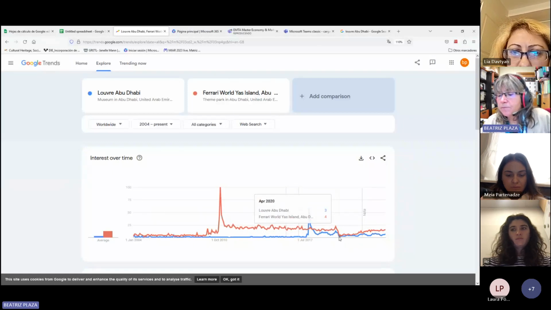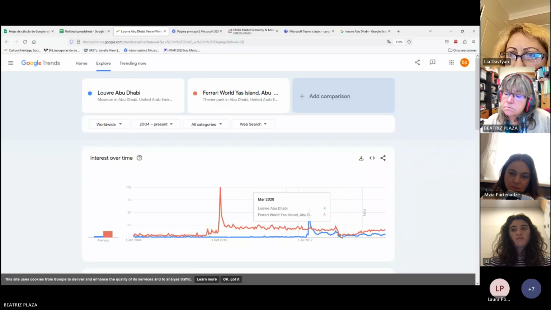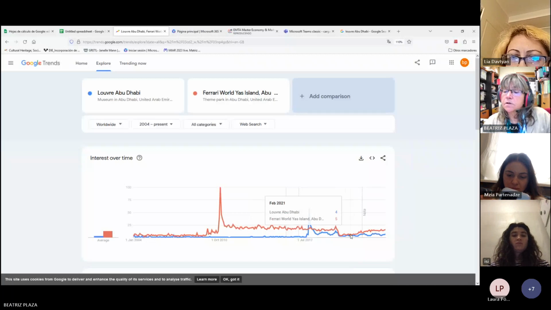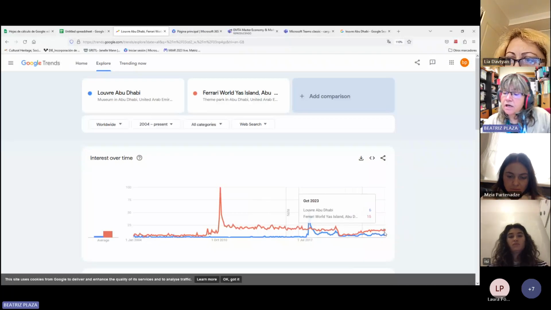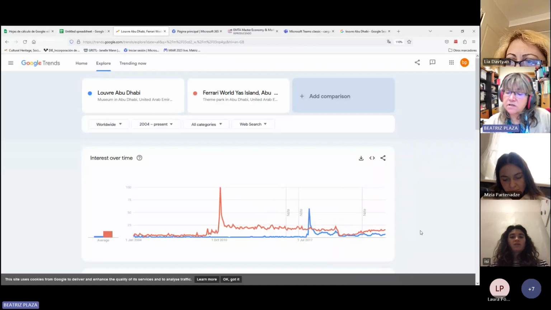Can you see the impact the COVID had? Here. Can you see the impact of the COVID or the pandemic crisis? Yes. Have they recovered from the pandemic? Not yet. Not yet. Very well done. Okay. So you are doing an excellent job.